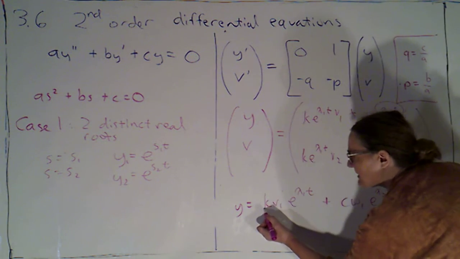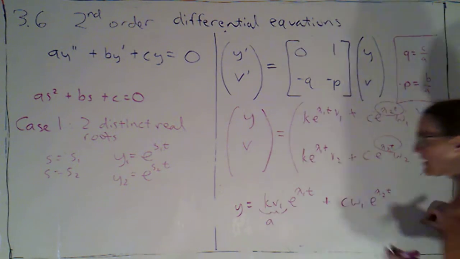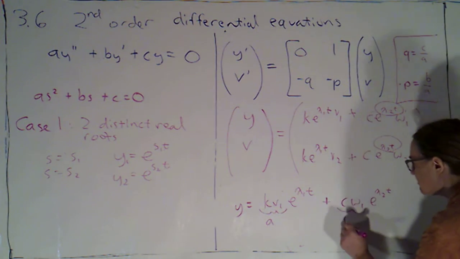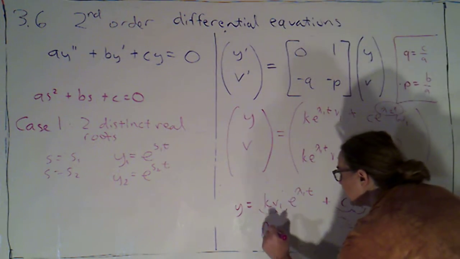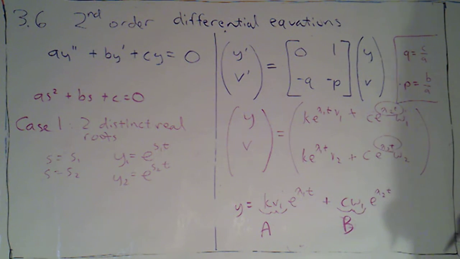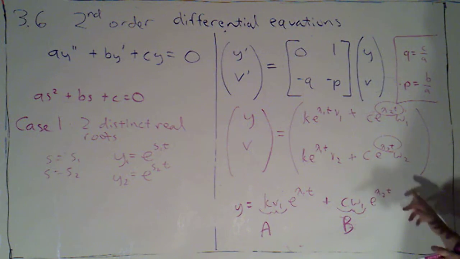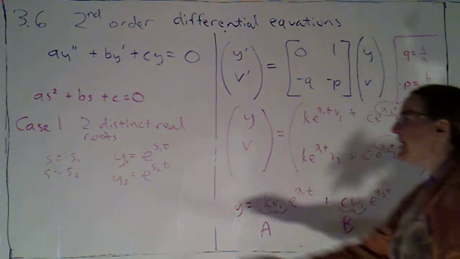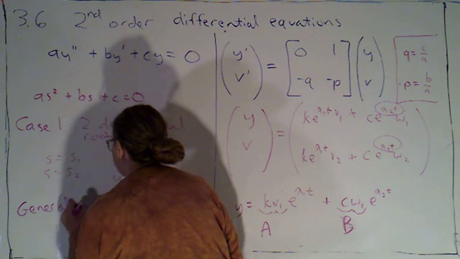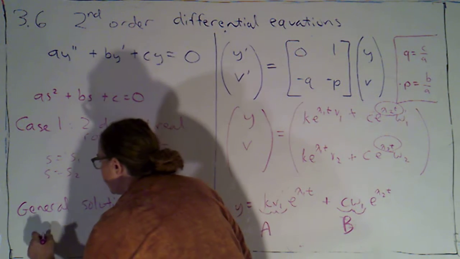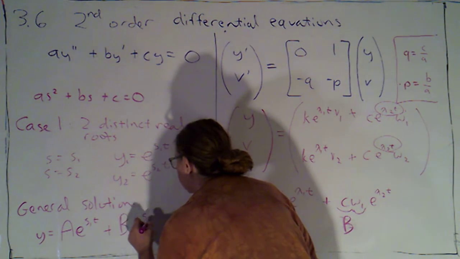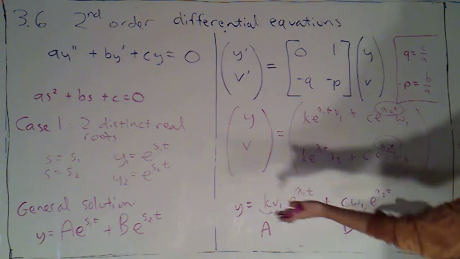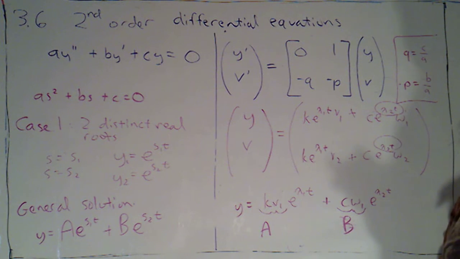Okay. But if this is an arbitrary number and that's a specific number, that's just an arbitrary number. I could call that a. This is also just an arbitrary number. Oh, actually, you know what? Let's not call that a and b, because a and b were already used. Let's call that capital A and capital B. Okay. And remembering that lambda 1 and lambda 2 are the same numbers as s1 and s2, this tells me that my general solution here is going to be y equals A copies of e to the s1 t plus B copies of e to the s2 t. It's the same general solution, it's just a difference in notation.